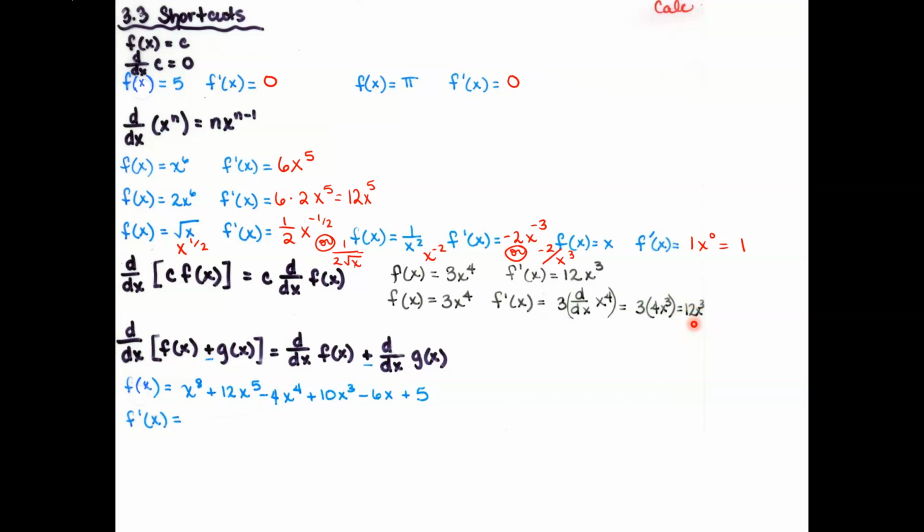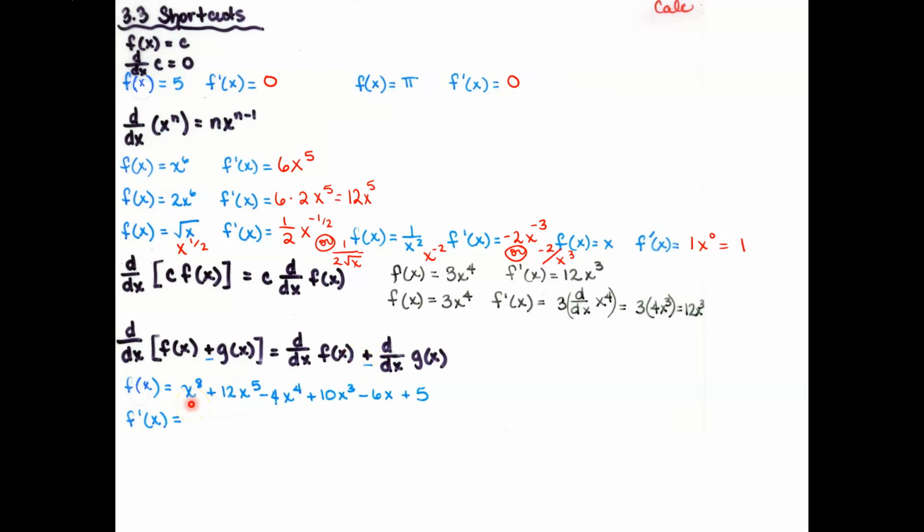The next rule is the addition and subtraction rule. It says if you have the derivative of two things that are being added, you can break that into two separate derivatives and then add them. Or if you have the derivative of two things that are being subtracted, you can break that into two separate derivatives and then subtract them. All right, so let's look at this next function.